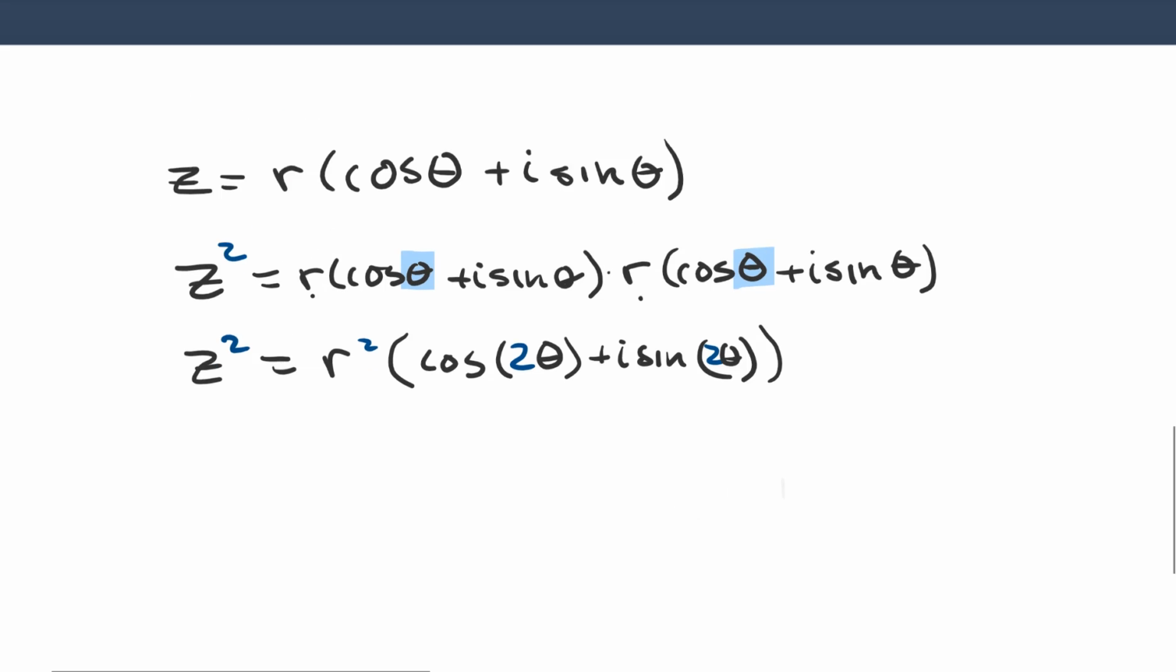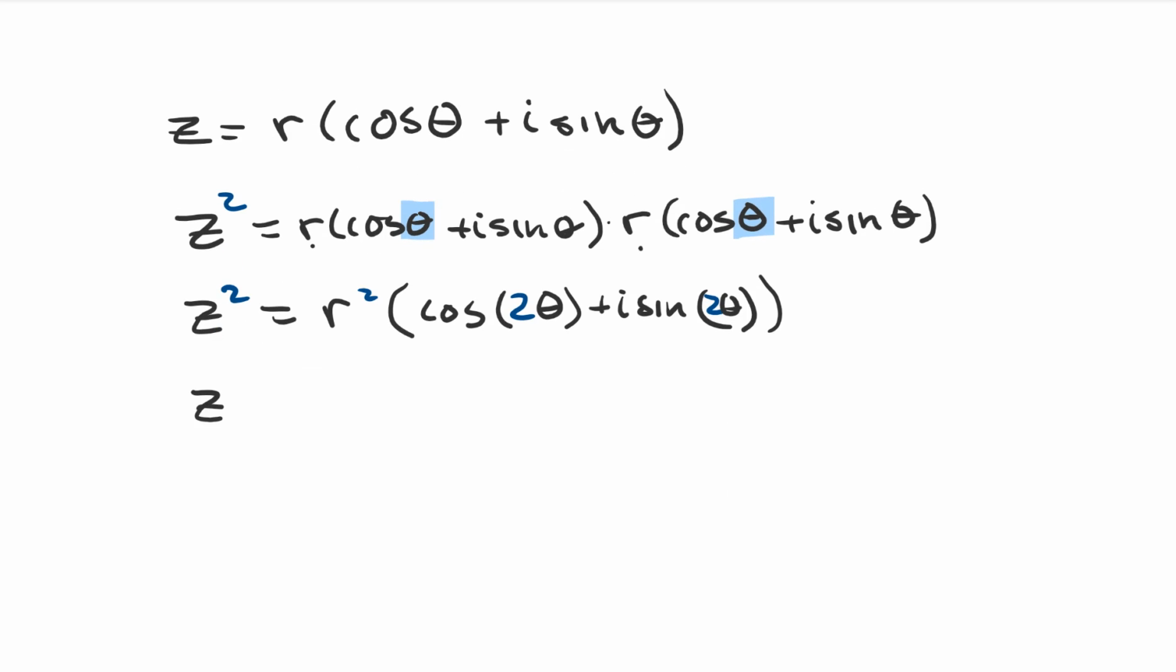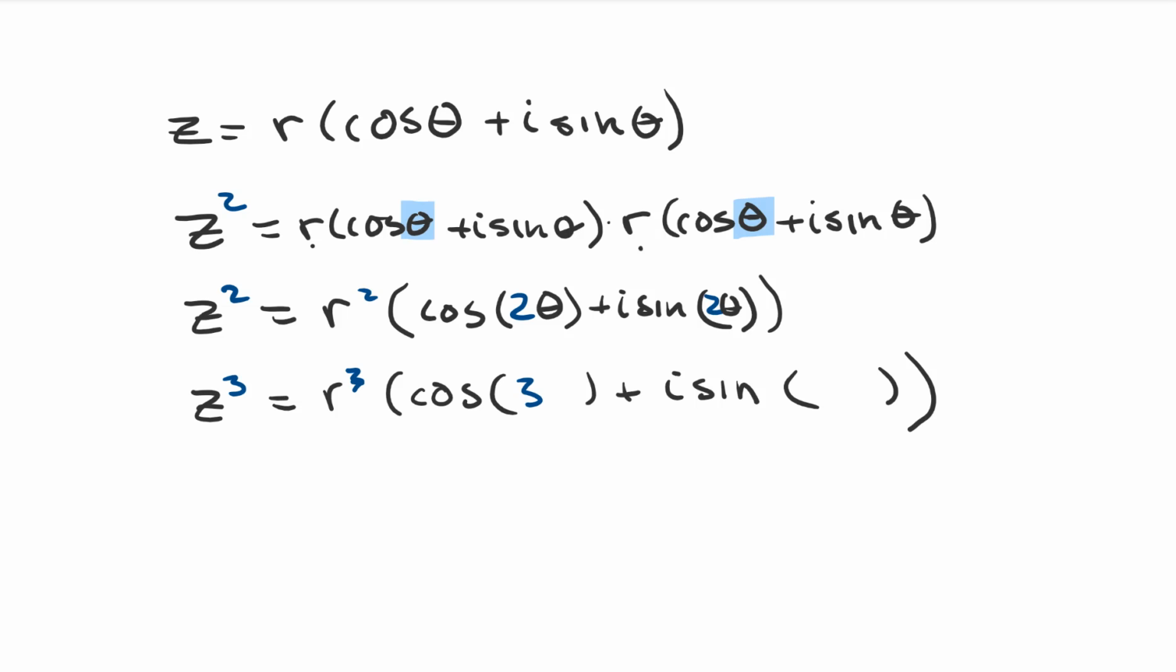And if we were to keep going through the pattern, I won't make you watch me do it all, but if we go to Z cubed, we're going to take our radius and cube it. That's a 3. Let's make sure you can see it's a 3. And then we get cosine of plus I sine of the same, and that's going to be, you guessed it, 3 thetas.